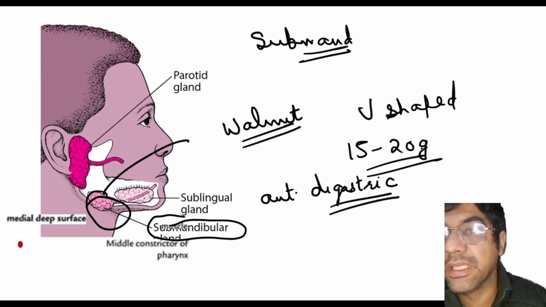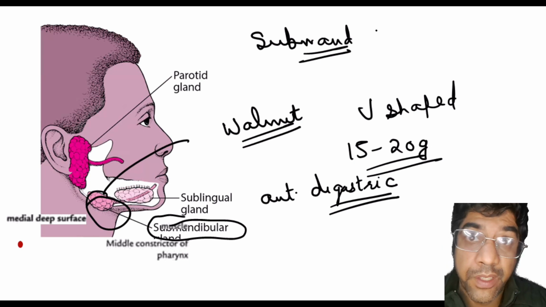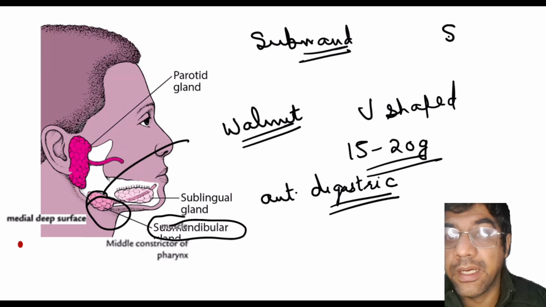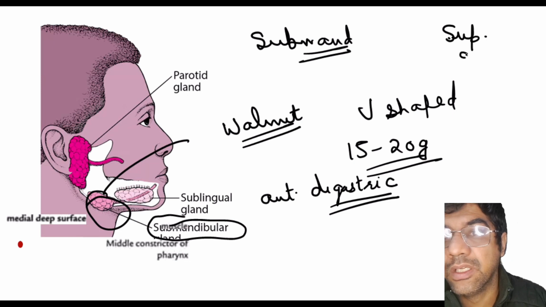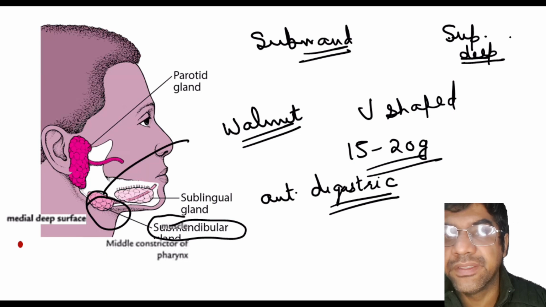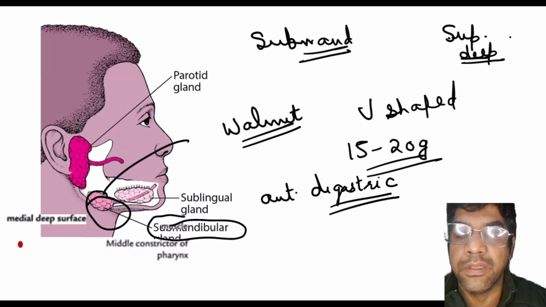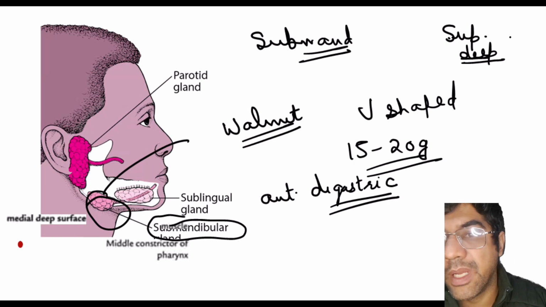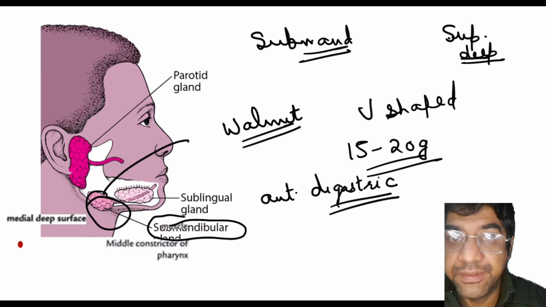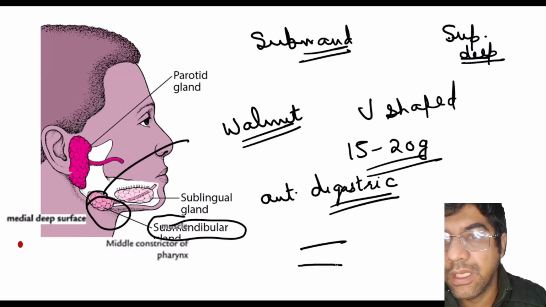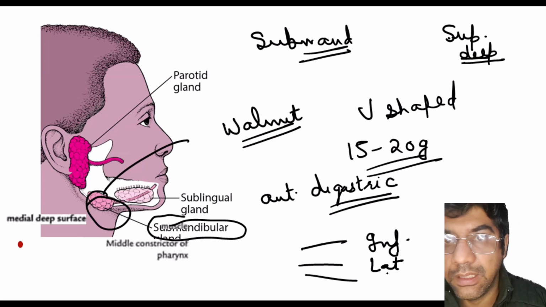This gland is enclosed by two fascia: the superficial fascia and the deep fascia. The superficial fascia covers the inferior surface, attached to the base of the mandible, while the deep layer covers the medial surface, extending to the mylohyoid line of the mandible. So remember, it has three surfaces. What are the three surfaces? Inferior, lateral, and medial.